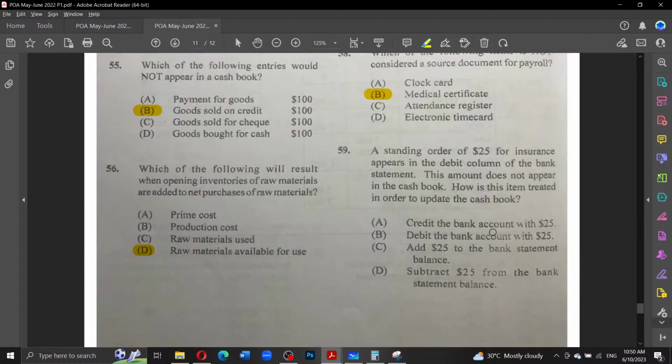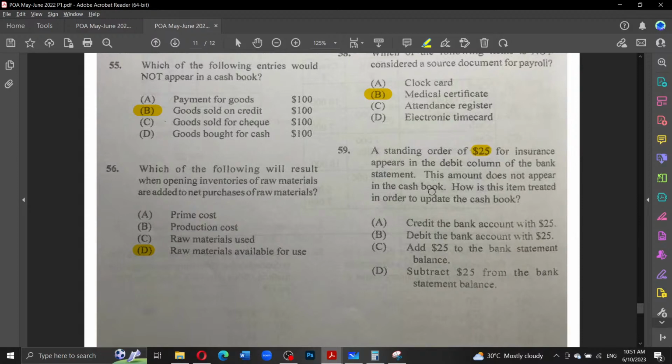Moving on, the standing order of $25 for insurance appears in the debit column of the bank statement. In the bank statement, debit means that your money is decreasing. Remember, it's the opposite when it comes to the bank statement, because the bank statement is prepared from the perspective of the bank, and the bank is paying money for you, which means the amount of money you have is decreasing. In this case, the money is decreasing by $25.